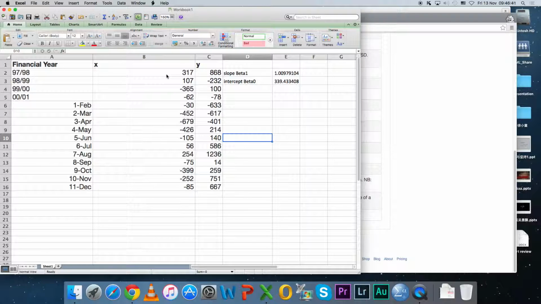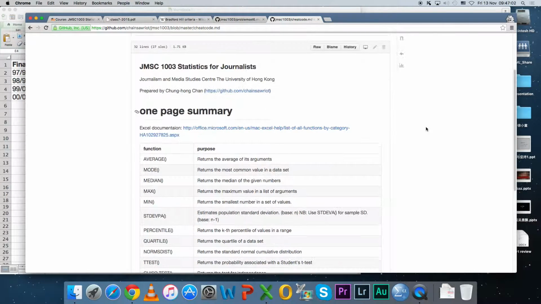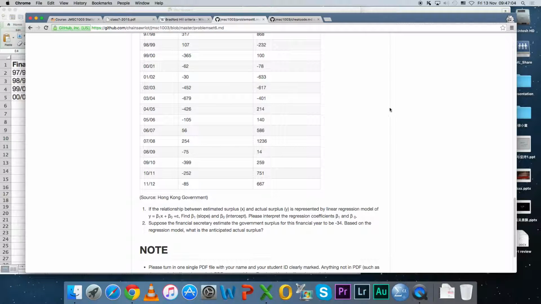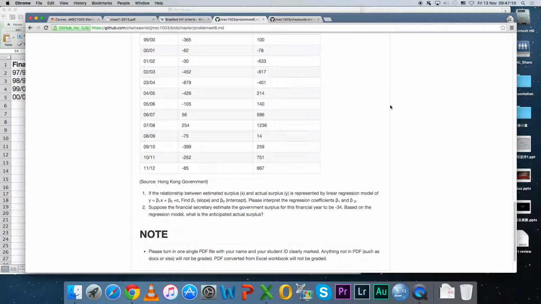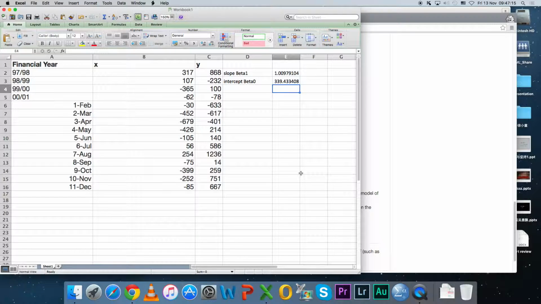Once again, the intercept is, when the x equals 0, what is the value of predicted y? And the slope is the unit increase in the y when the x increases by 1 unit. Okay. Any questions so far? This should be straightforward, right?